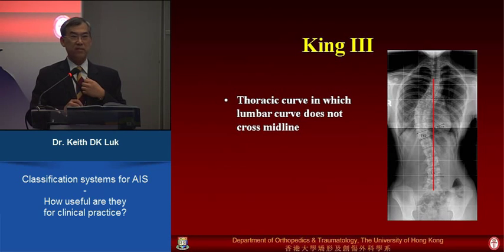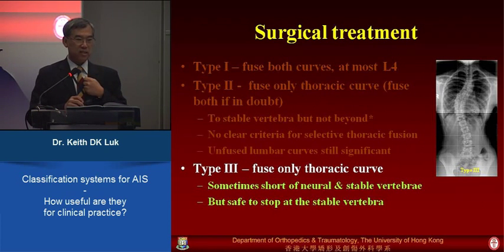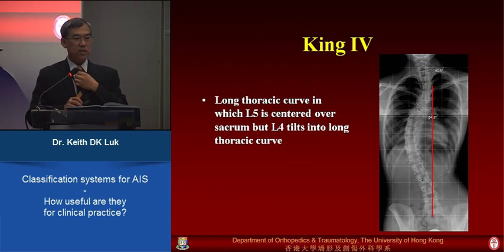The type 3 is relatively more simple. It's a thoracic curve, and the lumbar curve is more of a compensatory curve. So you only need to address or fuse the thoracic curve and leave the lumbar curve behind. Type 4 is a long curve that goes right down to L4.